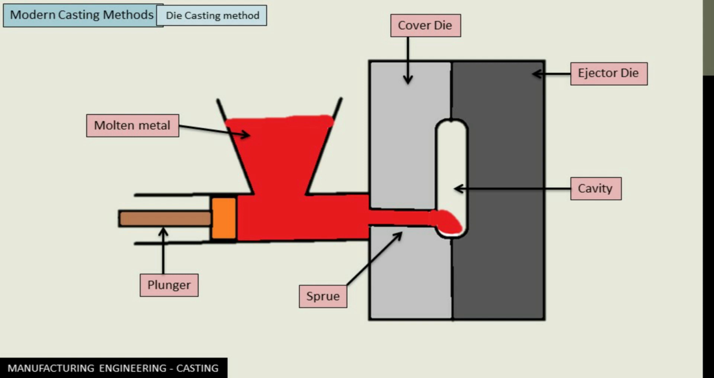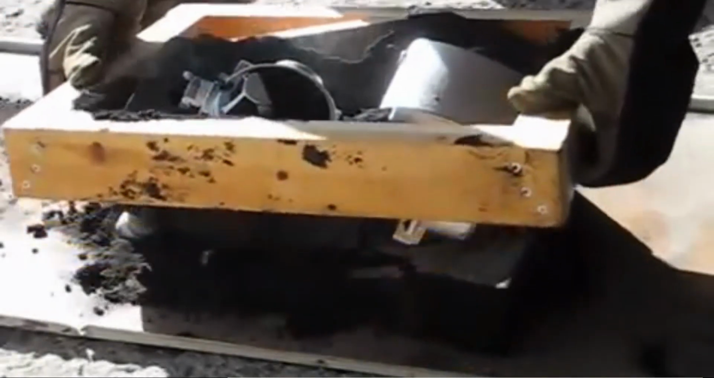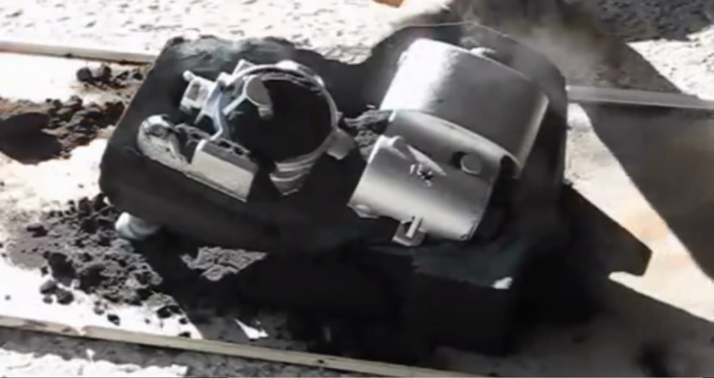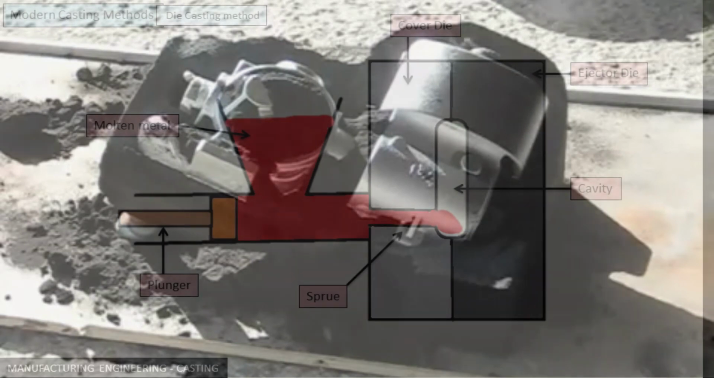In the die casting process, the mold used for making a casting is permanent and it is called a die. It is quite different from sand casting, the traditional casting method, where the mold was collapsible, the mold was expendable, and it must be broken in order to obtain the casting.